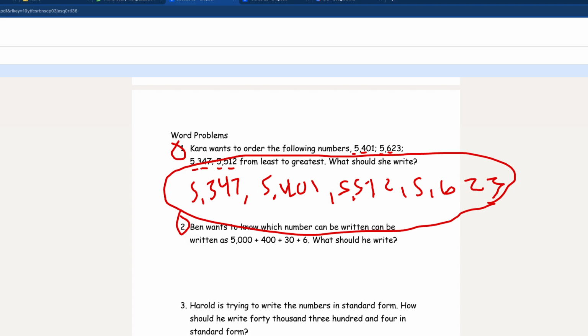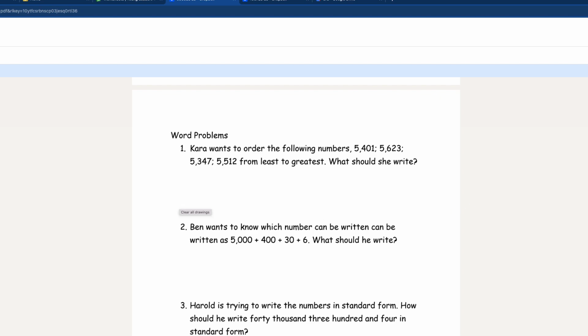All right, number 2. Hold on, I'm just going to clear this problem so I can read number 2. So Ben wants to know which number can be written as 5,000 plus 400 plus 30 plus 6. What should he write? This is basically expanded form, so we can just add it all together to determine what number is going to be written.